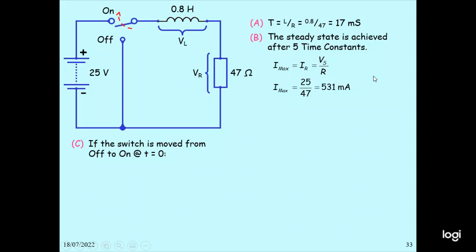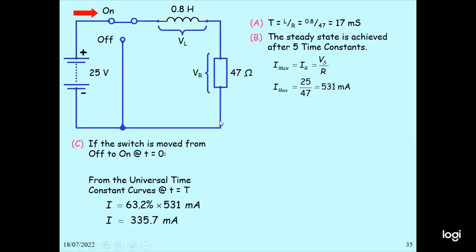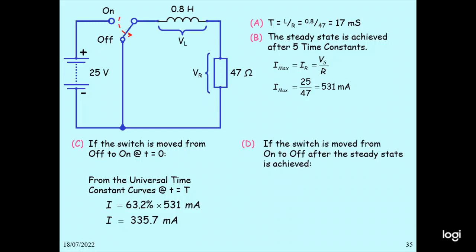At tau, it reaches 63.2%. Therefore 63.2% multiplied by 531, you get 335.7 milliampere. Then the switch moves from on to off after the steady state is achieved. In this case, the current will decay, and on the universal time constant curve t equal to tau. And this one is 36.8%. Therefore 36.8% multiplied by 531, you get 195.3 milliampere.